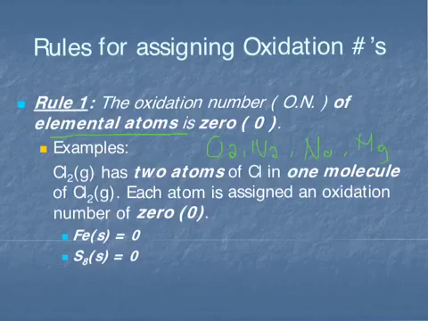The example on the PowerPoint is that chlorine has 2 atoms of Cl in one molecule, but each atom, because we're going to assign oxidation numbers to atoms and not molecules, is going to be 0. So other things such as iron and sulfur, all those atoms in those molecules have an oxidation number of 0.